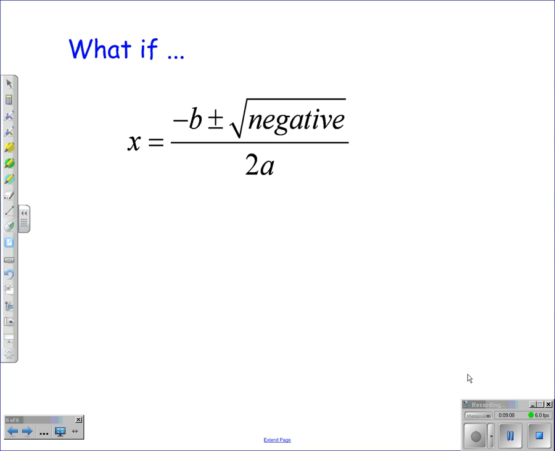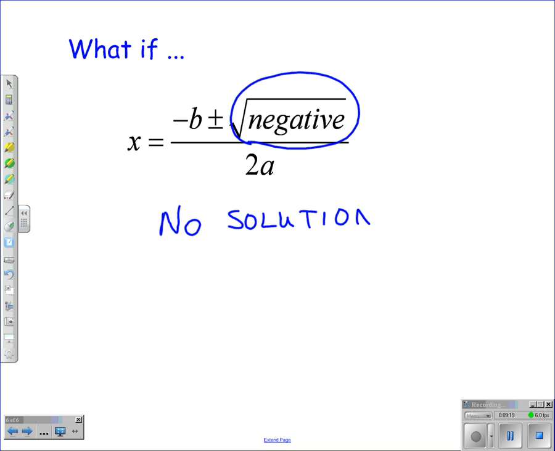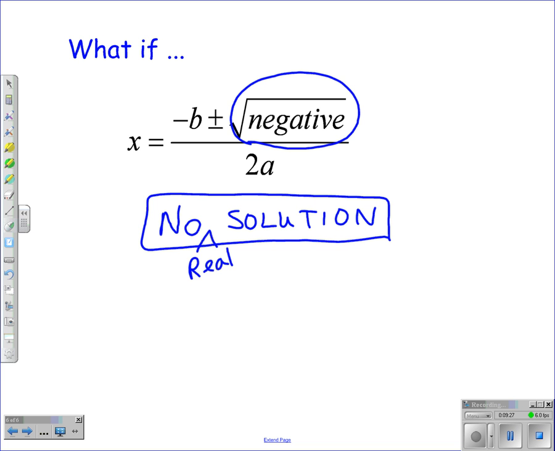So, since I cannot take the square root of a negative number, I am going to write no solution as the answer to this problem. We all know that would be no real solution. For our problems, if you get a negative underneath the radical, you may stop and write no solution.